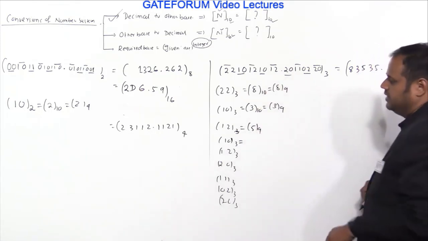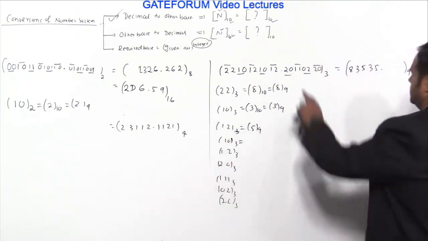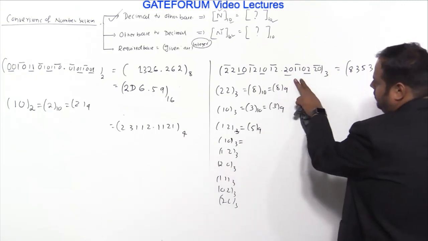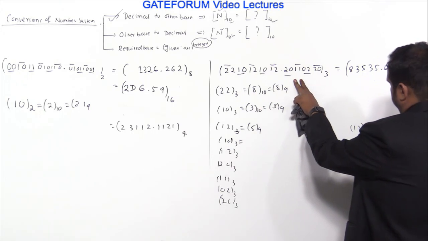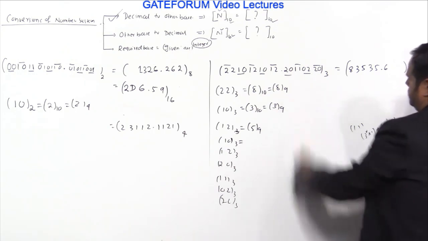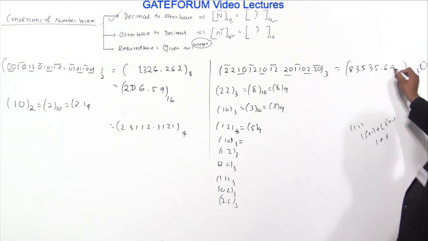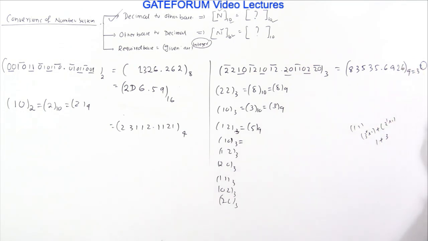What is 2 0? 2 0, if you see, 3 power 1 into 2, that is 6. And what is 1 1 if you write here? 3 power 0 into 1 plus 3 power 1 into 1. 3 power 0 is 1, 1 into 1 plus 3, that is 4. So 1 1 is 4. Then 0 2 is 2. And 2 0 is again 6. So this is the base 9 equivalent of this number.